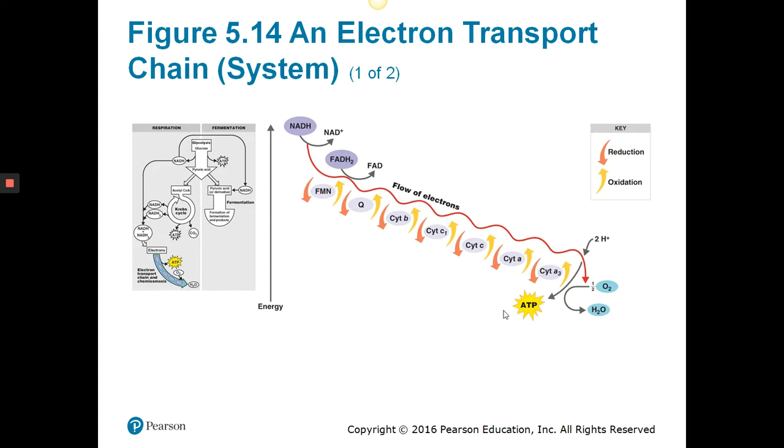Photosynthesis and cellular respiration are basically the opposite of one another. One goes one direction, one goes the other. All right? So in this case, we're taking in oxygen and making water, but in the process, we produce ATP.